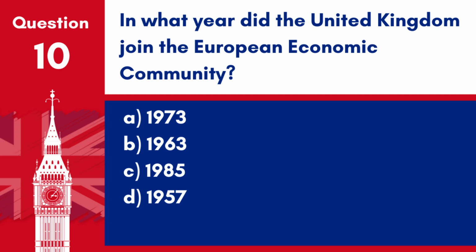Question 10. In what year did the United Kingdom join the European Economic Community? A. 1973. B. 1963. C. 1985. D. 1957. Answer: A. 1973. The United Kingdom joined the European Economic Community in 1973.